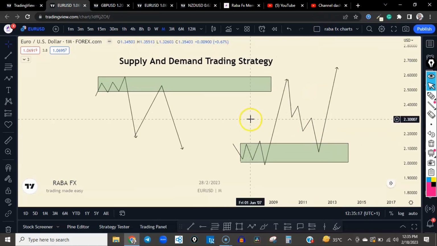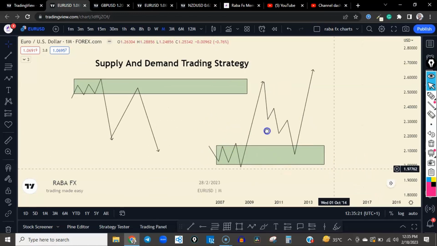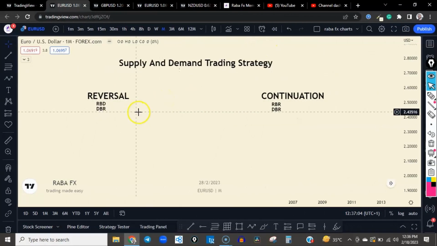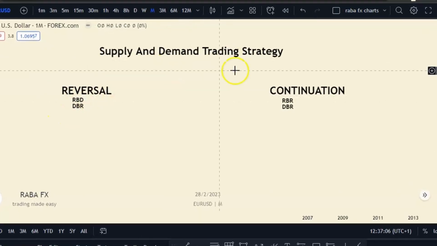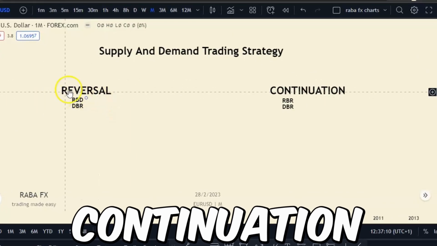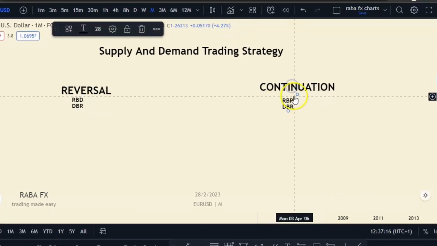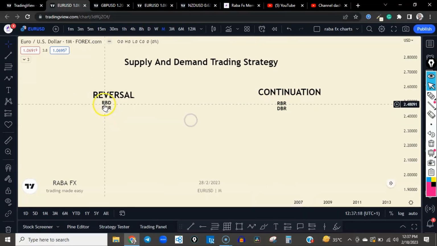So we have different types of supply and demand, which we are going to go into right now. We can divide the types of demand into reversal and continuation. Meaning, if you are trying to trade the reversal, these are the kind of demand and supply you'll be looking at. If you are trying to trade continuation, these are what you'll be looking at. The first one here simply means rally, base, drop.